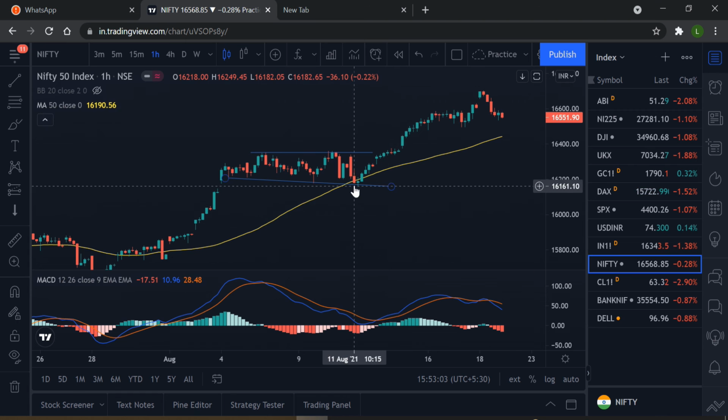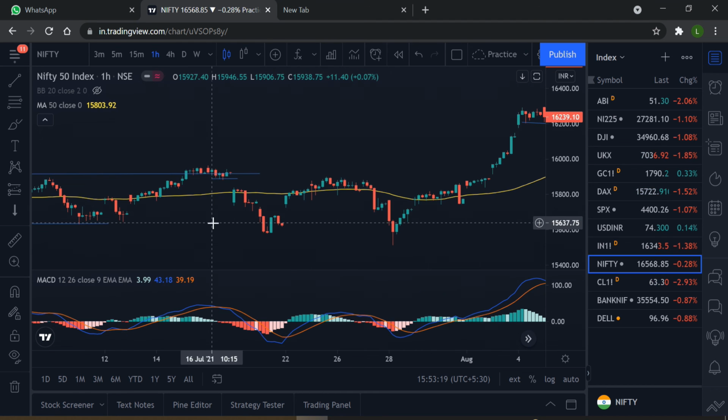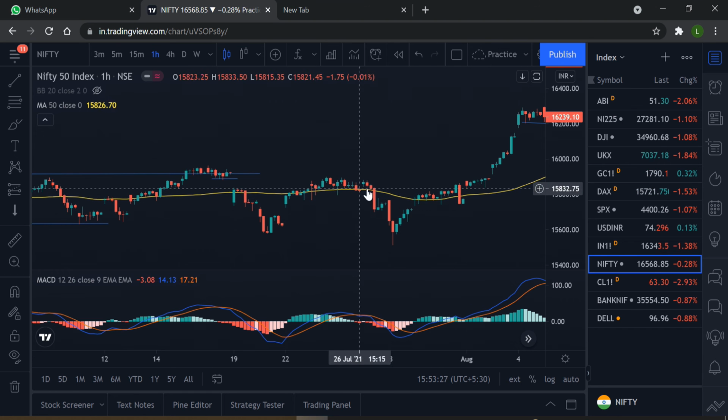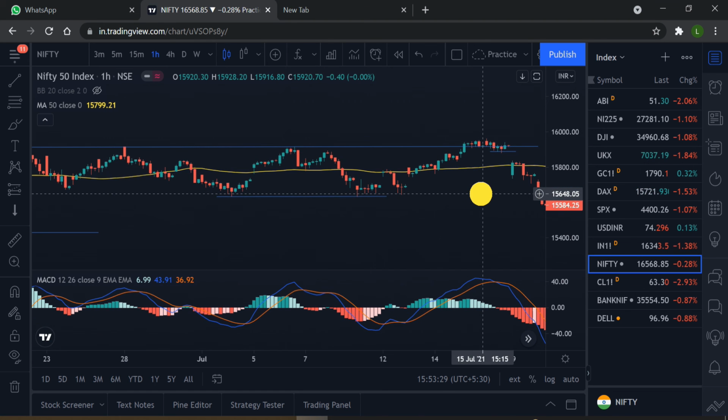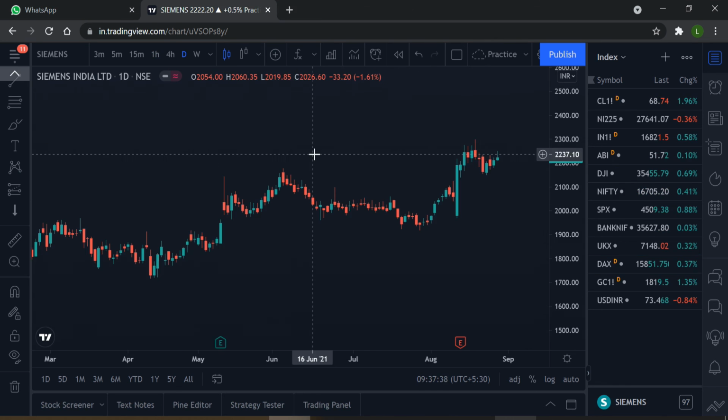If we observe here, at this point Nifty has taken support at the 50-day moving average in the hourly time frame. The time frame is the hourly time frame. And most of the time candles have taken support of the 50-day moving average here. Even here. See how clearly it has taken support, and how clearly it has taken support. And here the same 50-day moving average became resistance.